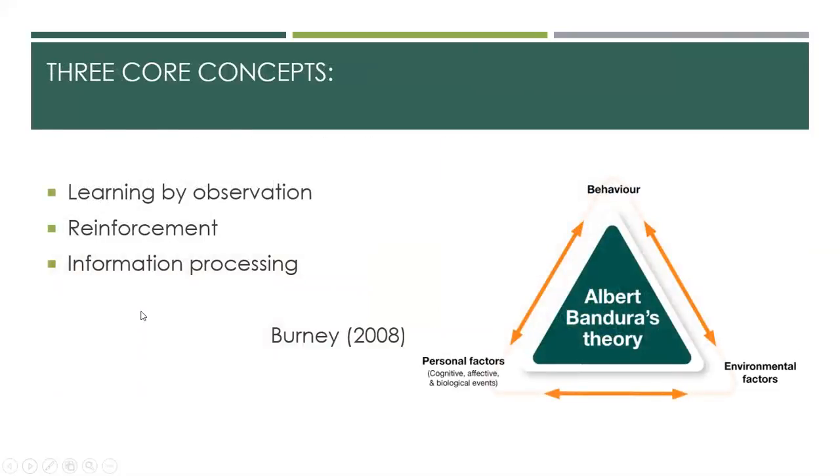So social cognitive theory has three core concepts: learning by observation, reinforcement, and information processing. The children in the video observe the model hitting the doll, and then they mimic the behavior. No one stepped in to tell them that this wasn't appropriate behavior. So now it's reinforced in their head that when they see that doll, they process that information, and that doll now equals hit and punch.